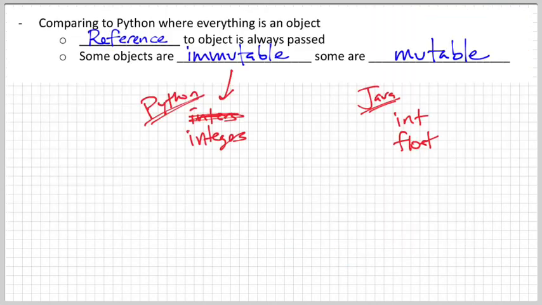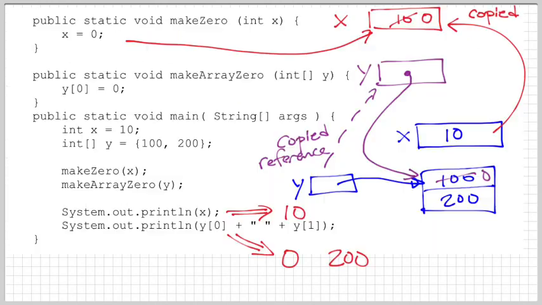But yeah, in Python, everything is an object, and we always pass references to objects. Whereas in Java, sometimes we're passing primitive data and we're copying it over. Sometimes we're passing objects where we're actually copying references when we're passing it to another method. Okay, so that's the lesson today on Java Arrays Part 2.